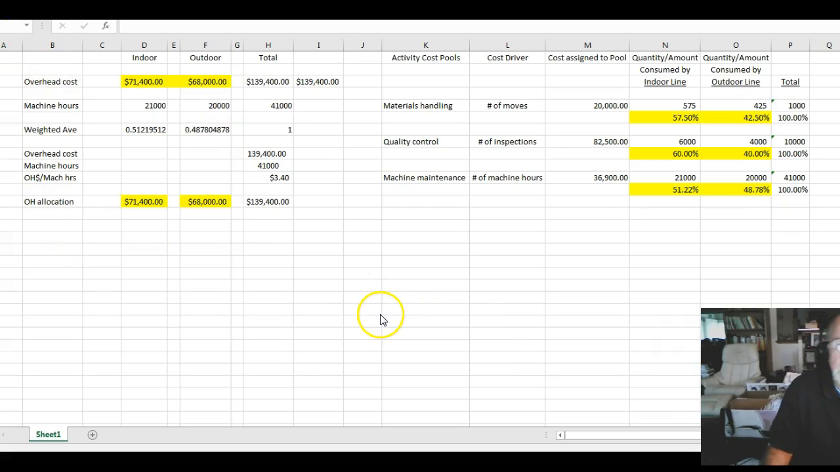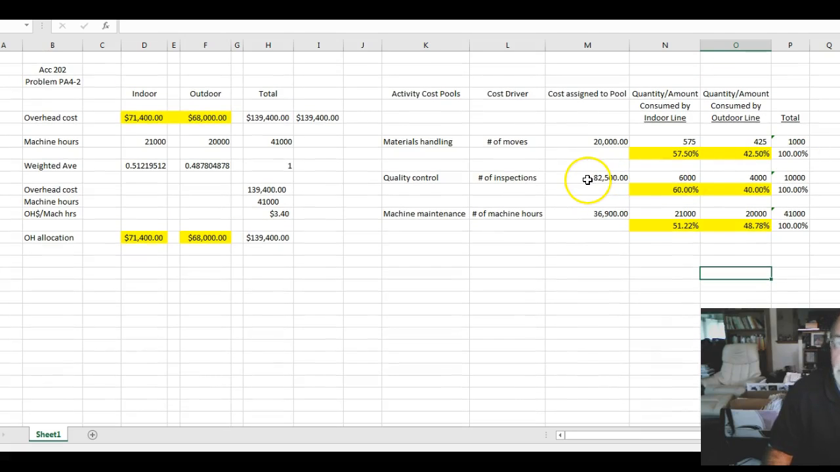Okay, now taking it to the next step for numbers 3 and 4. And again, remember that this is kind of a standalone part of the problem. This is cost allocation using more of a traditional system. Now for ABC, we are using the information that is being developed over here on the right side.